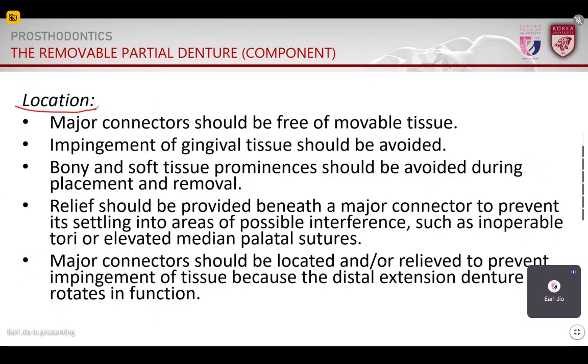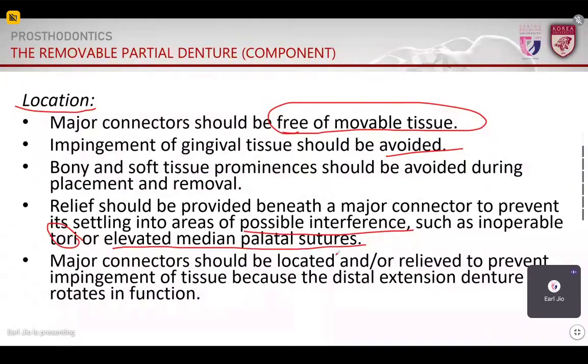Location ng major connector. Sabi dito, major connector should be free of movable tissue. So, dapat hindi siya doon sa area na movable. Impingement of gingival tissue should be avoided also. Bony and soft tissue prominences should be avoided during placement and removal. A relief should be provided beneath a major connector to prevent it settling into areas of possible interferences, such as inoperable palatal tori or mandibular tori, or bony abnormalities, elevated median palatal sutures. Okay.